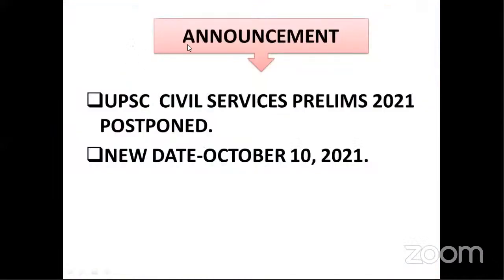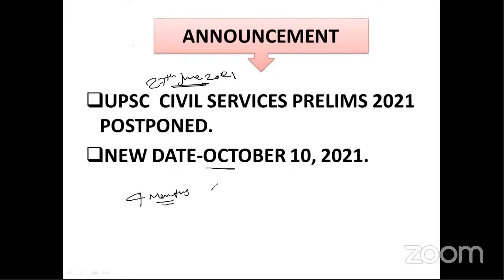Before starting the session, a very big announcement to all students. As most of you know very well, this year's prelims exam that was going to be held on 27th June 2021 is now postponed, and it will be held on 10th October 2021. This is a very big announcement and a relief for those students who have not been able to prepare very well because of some reason. Now you have 4 months in your hand for prelims 2021.